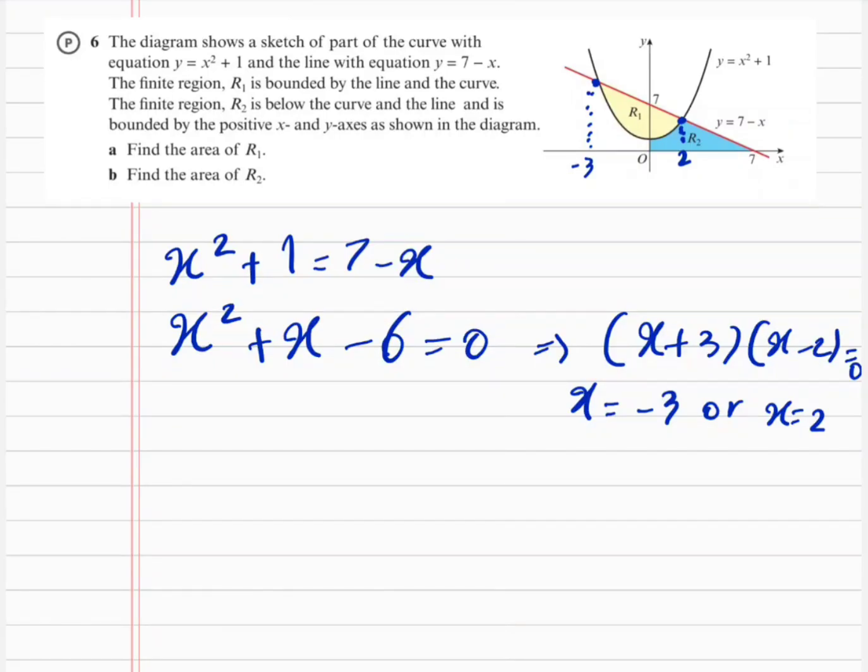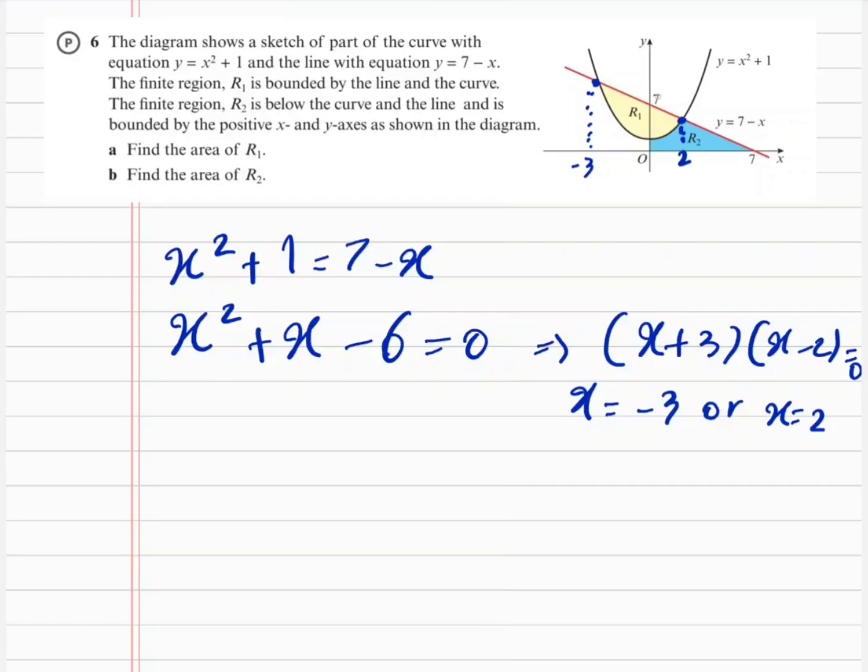Okay. Now, in order to find the area of R1, we need to integrate the line between minus 3 and 2. So the integral is going to give us the area, basically the whole area here. So the area bounded between the line and the x-axis. So that's the first thing. We need to integrate the line, I mean under the line.